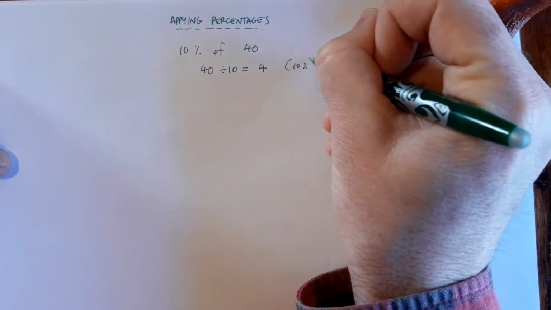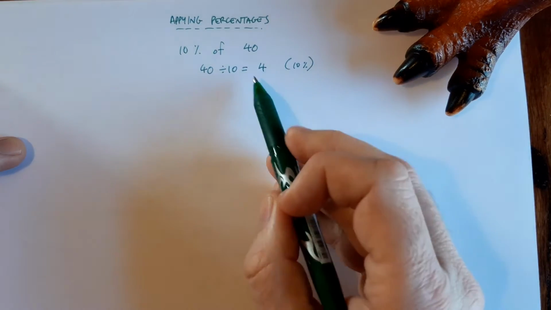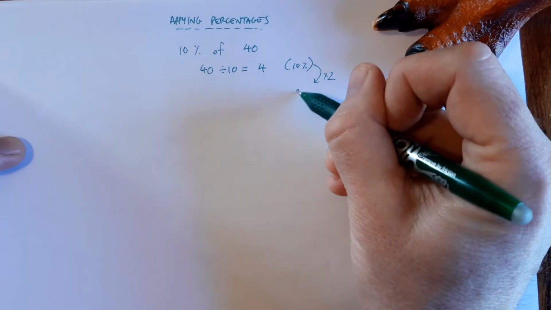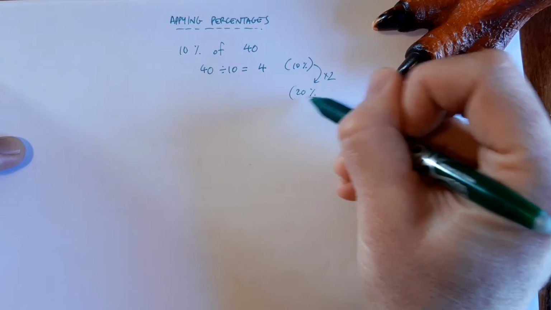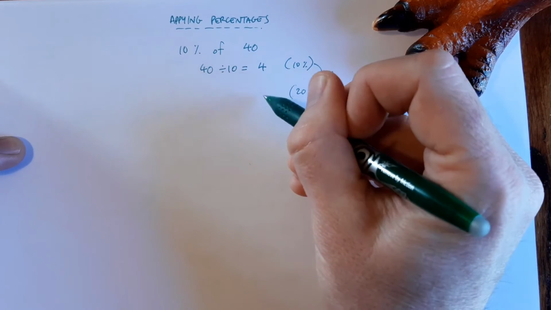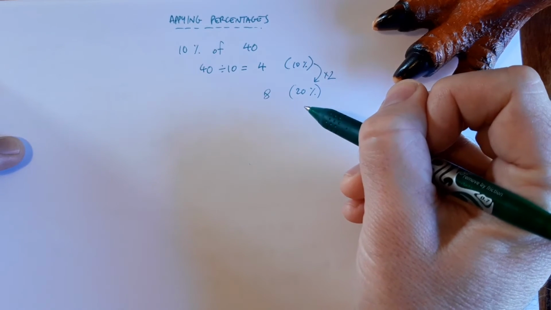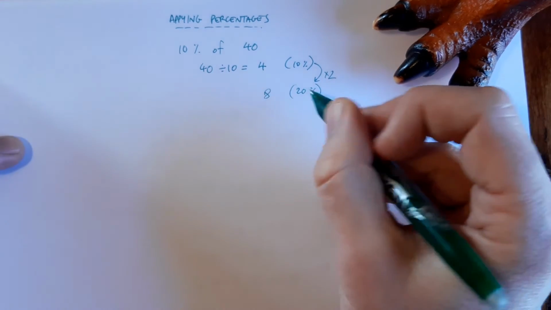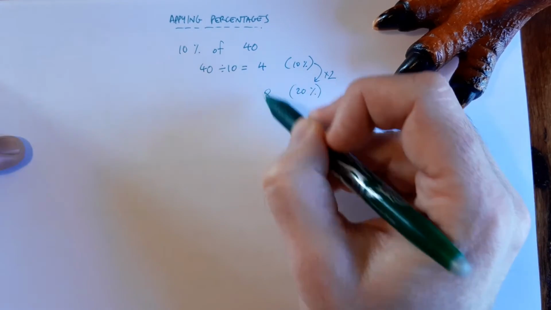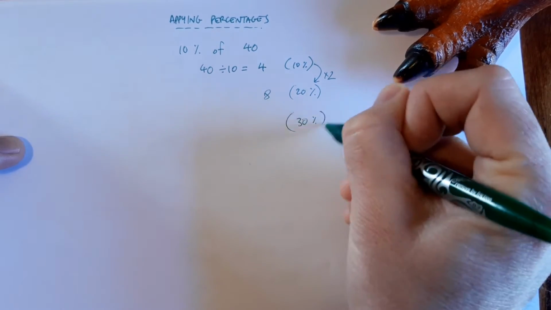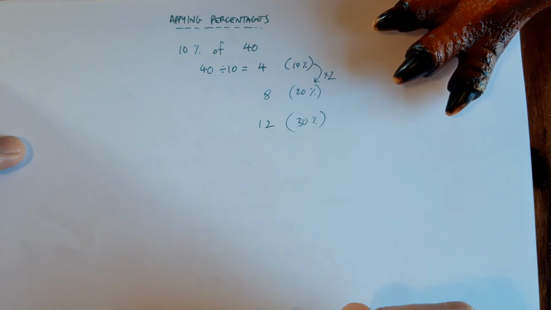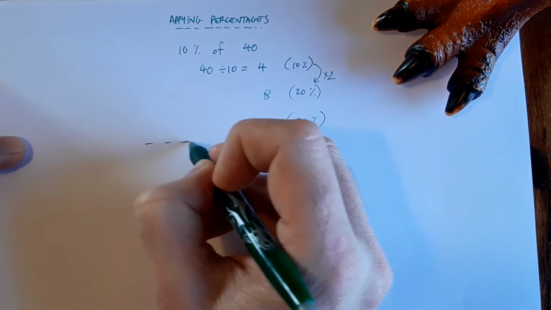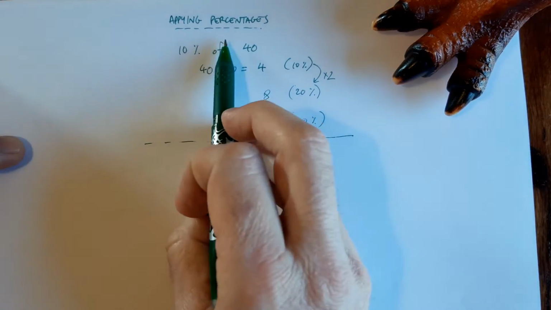That was 10%. We realised we could do, well, if 4 is 10%, and if we double that, we get 20%. Well, that means 20% must be 8, which means, okay, if I wanted 30%, I could add these two together. 10 and 20 make 30. 30% must be 12. And we can keep building percentages like that. So that's that. Today, we're going to apply percentages.